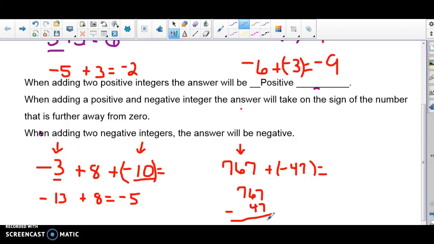So if I line it up, show my work, 2 and 7, I know that the difference is $720. So if I have a $767 bank account.